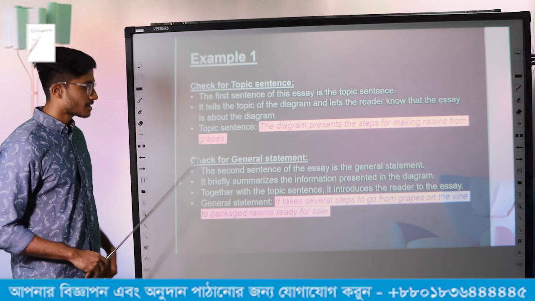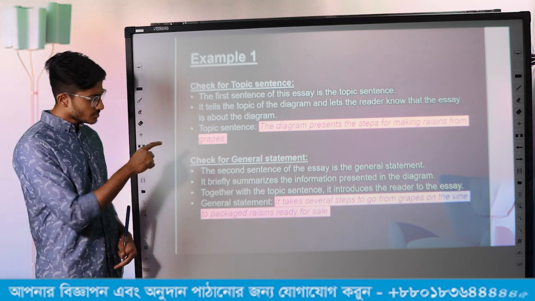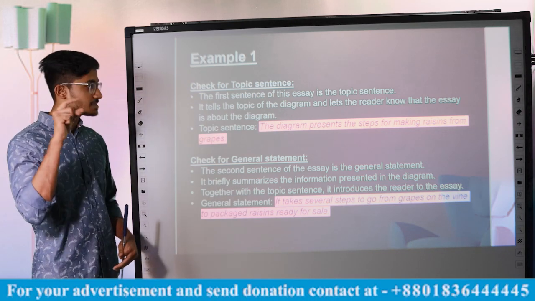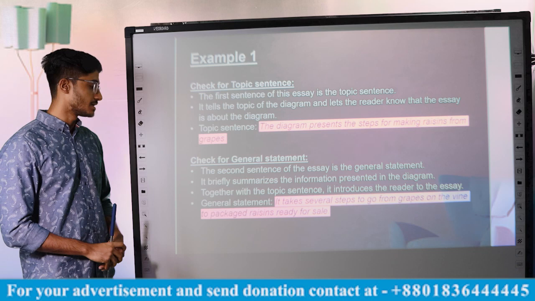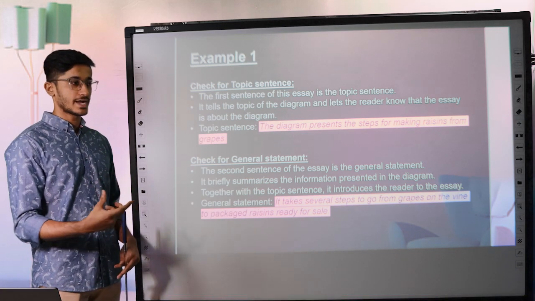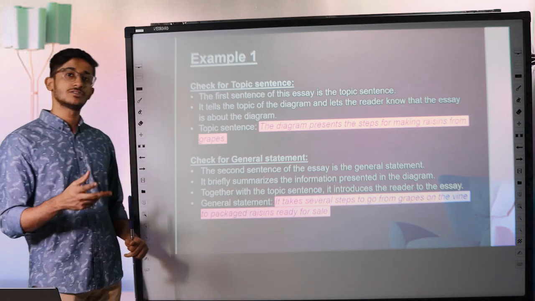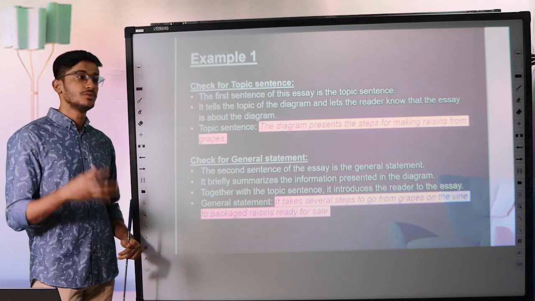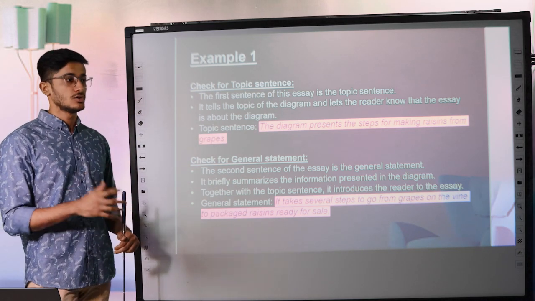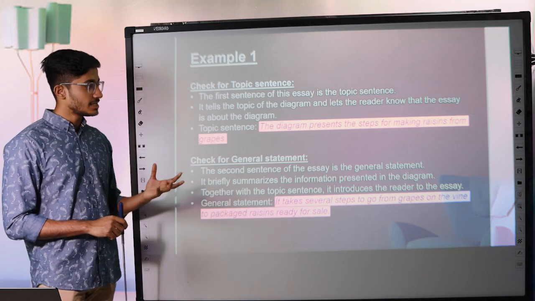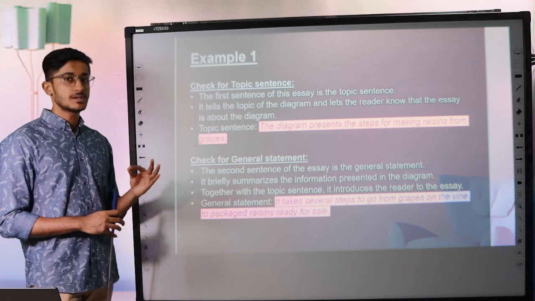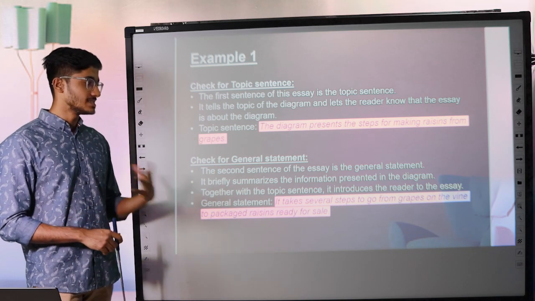Now we are going to check for the general statement. The second sentence of the essay is the general statement. First we have the topic sentence and then we have the general statement. The general statement briefly summarizes the information presented in the diagram. The topic sentence and the general statement together should allow the readers to have a full picture of the process diagram. They should know what the process diagram is telling you, a short, one-line summary of what the process diagram is about.